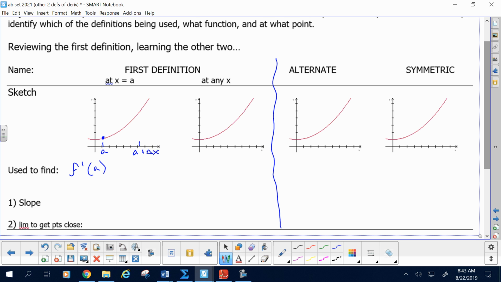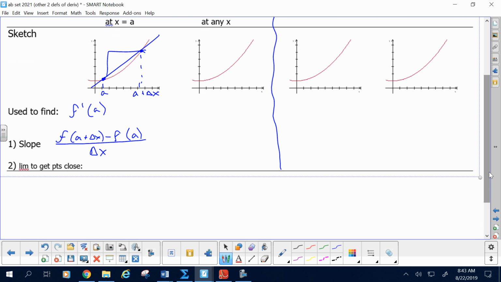You with me? So the slope then between the 2 points would be the change in the y's. So what's the y of this point? F at a plus delta x minus f at the other, which is f at a, over delta x. Okay? Now that's the secant slope, or average rate of change between 2 points.